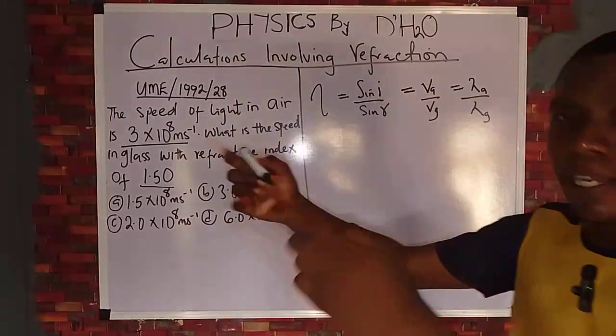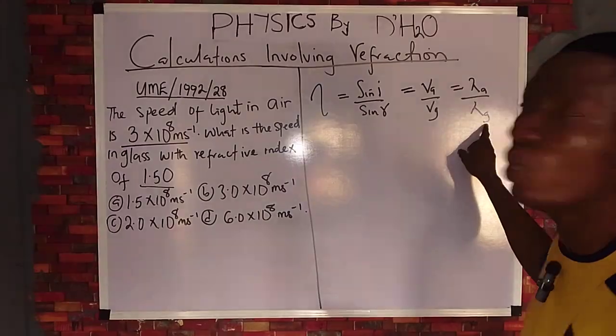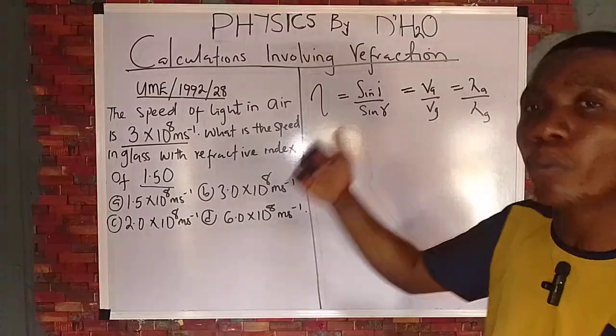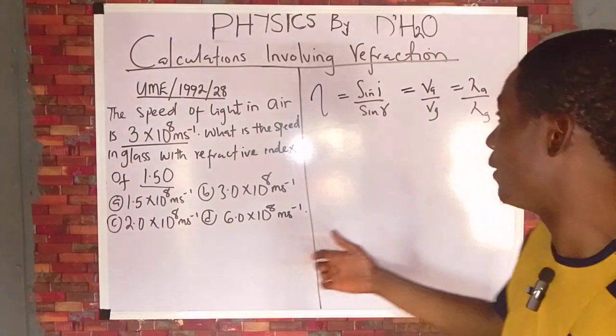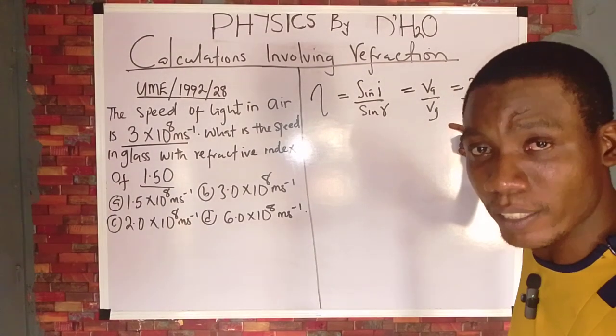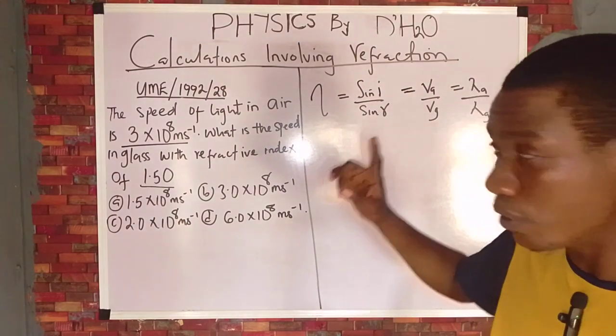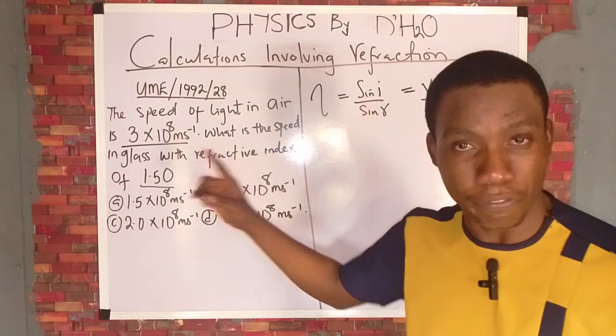In the other way around, light can move from air to water. So what you'll be having here will be for water. Or light can even move from water to glass. And then you'll be having speed of light in water to the speed of light in glass. So I want you to be attentive to details whenever you are solving problems involving refraction.